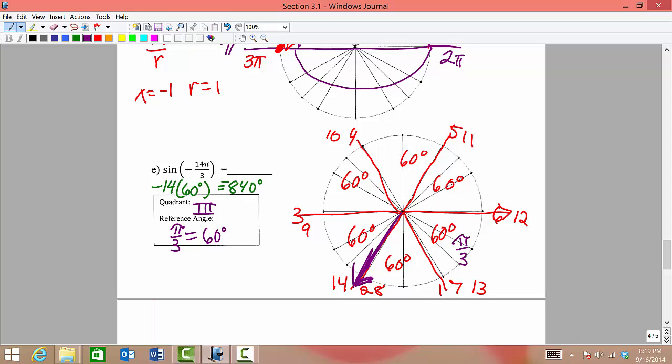So what is the sine of 60 degrees? Well, that would be square root of 3 divided by 2, and sine is negative in quadrant 3. So sine of -14 pi divided by 3 will be negative square root of 3 divided by 2. So if we know the reference angle in the quadrant, then we know the trig function value.